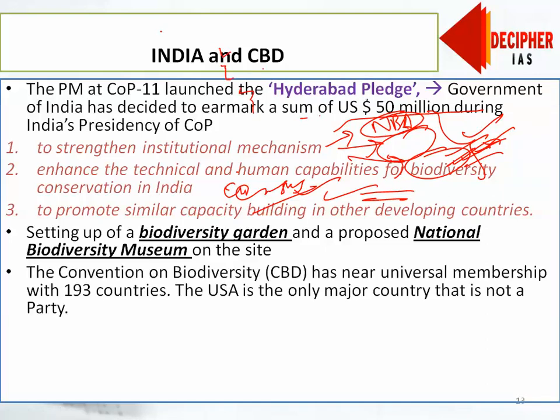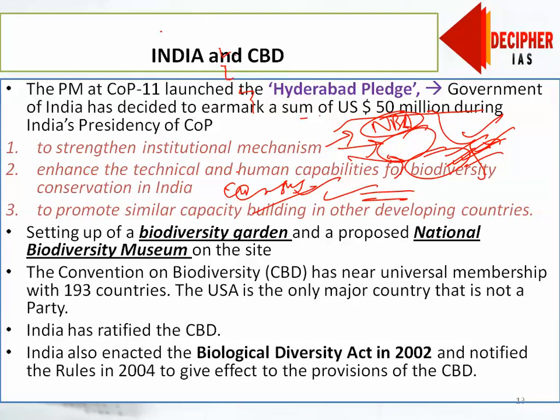Now, this CBD has approximately universal membership of 193 countries. But USA is the only major country that is not a party. USA is always an outlier in the environment because it doesn't want to. Because the people in USA have a very lavish and reckless lifestyle, you can say. India has ratified the Convention on Biodiversity. India has also enacted Biodiversity Act and notified the rules.